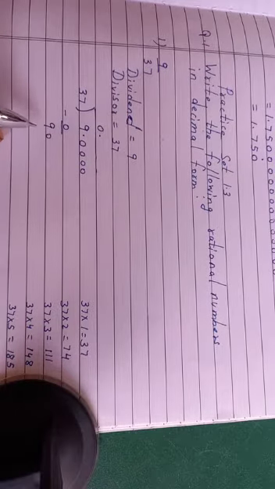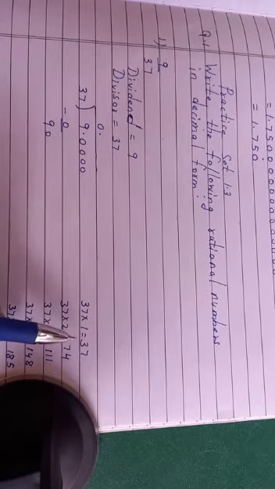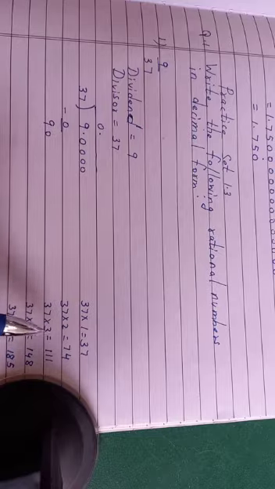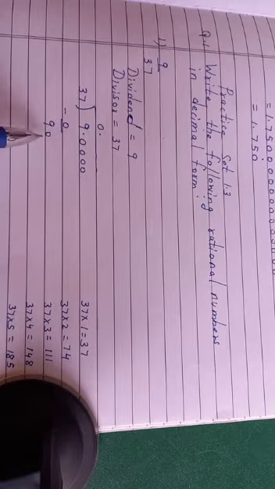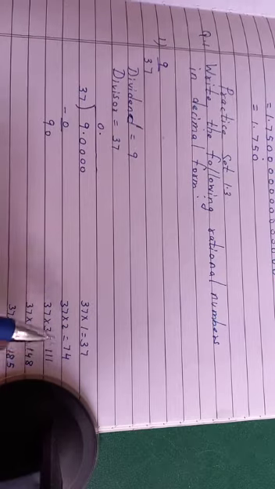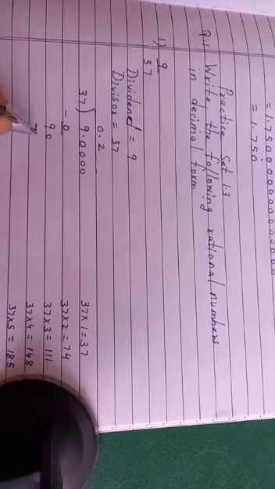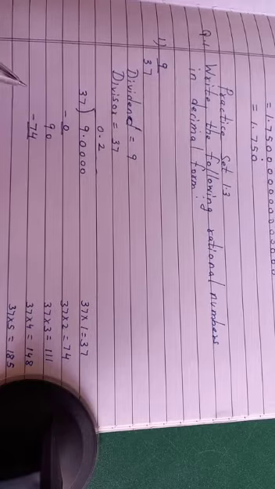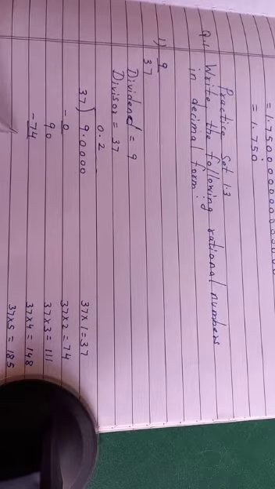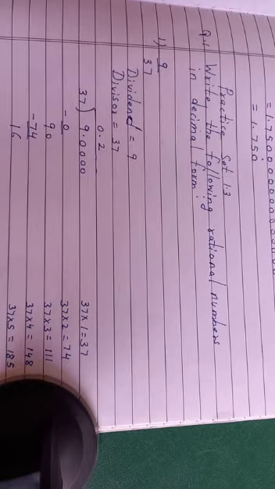Now 90 is given. You want 90 or a number closer to 90. So if you see 37 ones are 37, 37 twos are 74, 37 threes are 111. Which number is closer? You need 90 or smaller than that and a number closer to 90. 74 is the number closer. So you will take 37 twos are 74. Okay, now 10 minus 4, 6. Here 1 we have borrowed, so this will be 8. 8 minus 7, 1.